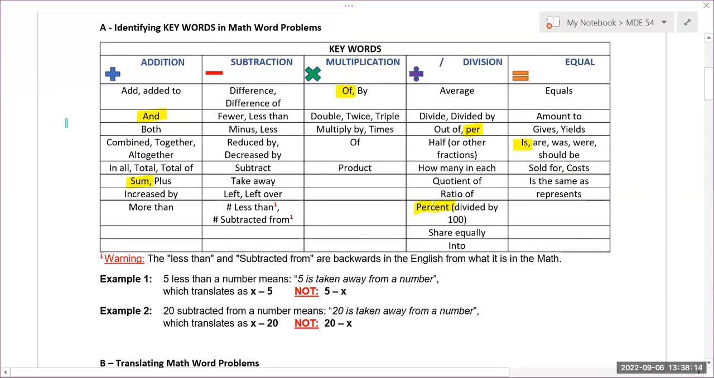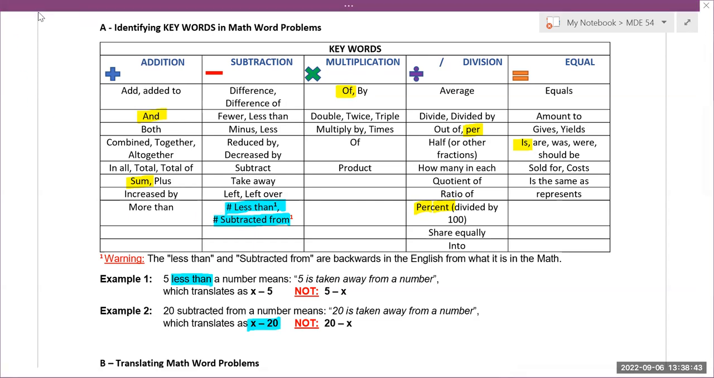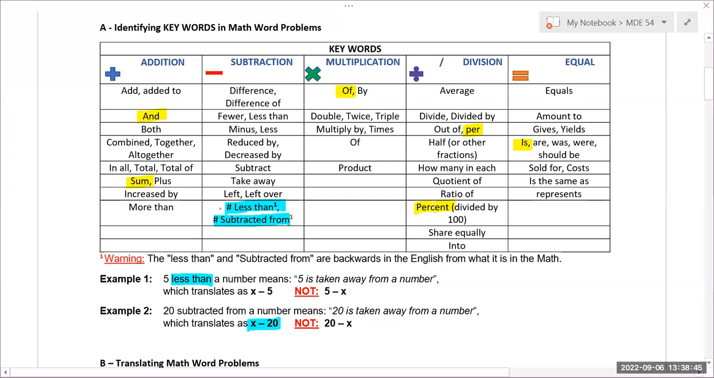What I want to point out in subtraction, I've got a little note here. If you have less than or subtracted from, they're going to work a little different. 5 less than a number means you're actually doing the number take away 5. If I have 5 less than you, we're taking away 5. So it works backwards than what you think. 20 subtracted from a number means x minus 20. So kind of watch out for those. Otherwise, if they just say minus, things like that, it goes left to right. So those are the two to really think on. They're backwards from what we're used to.